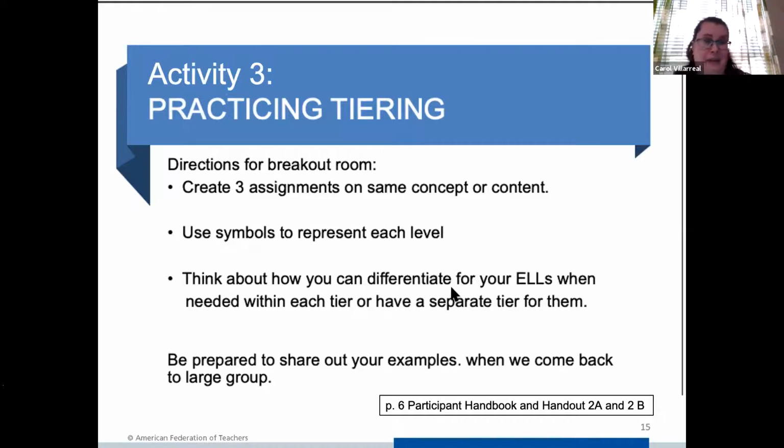So we're not giving you a lot of time. We're only giving you about 7 minutes to do this. So if you don't get it all planned out, that's fine, but just give us an example of what the activity would be and how you would tier them into the 3 different tiers: above level, on level, and below level, and how you would differentiate for your ELLs in that assignment as well.